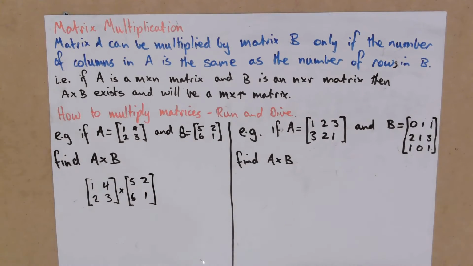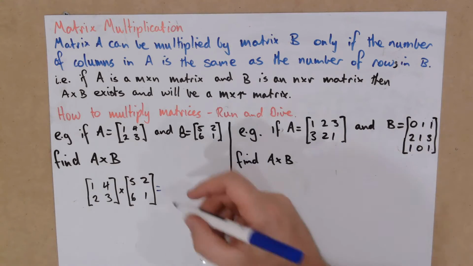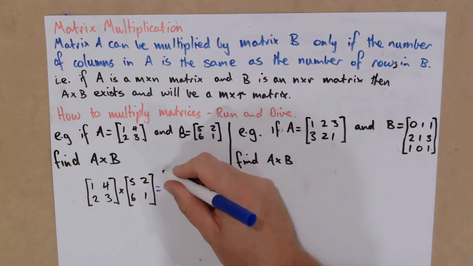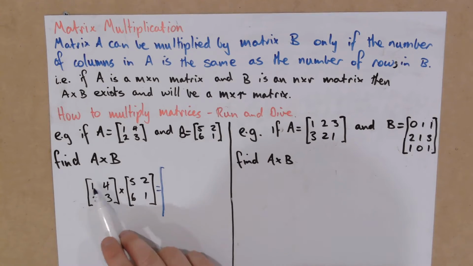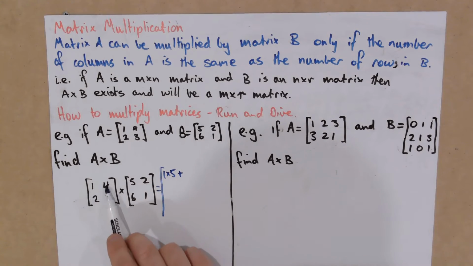So, the run and dive. Think of it like this. We're going to run across our row and dive down our column. Then we're going to run across this same row again and dive down this column. We're going to run across this second row, dive down this column, run across this second row and dive down this column. And you'll see what that looks like. So our matrix will look a little bit bigger to start off with, and we'll simplify things. So we're going to go 1 times 5, plus 4 times 6.